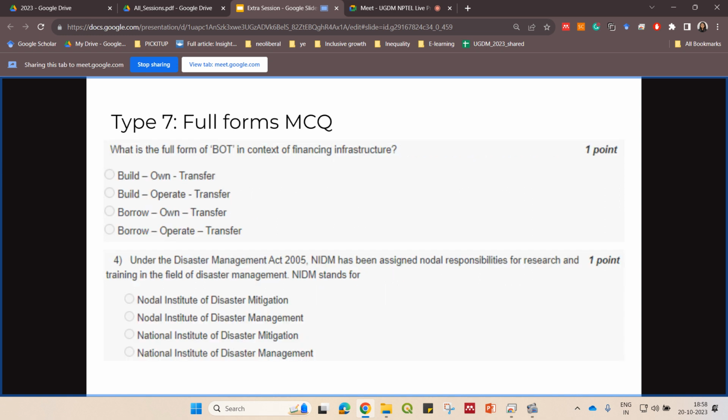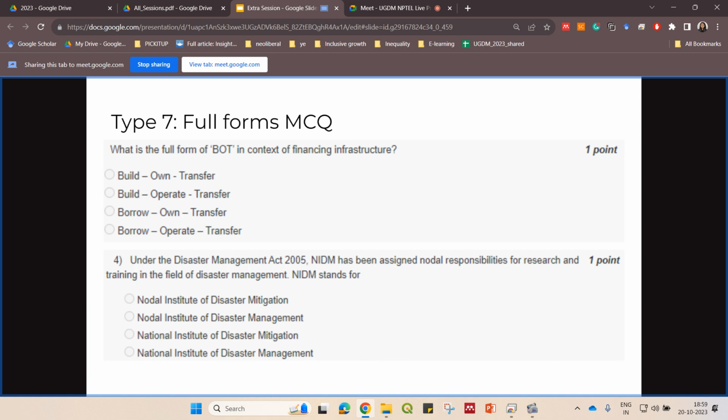Next is type 7, which is not a different type of question. It is very similar to the single option correct type question, but I wanted to bring it up because there are many questions of this type, which is the full form type of question. For example, in question 1 they're asking the full form of BOT, which is build operate transfer, or build own transfer, or borrow own transfer, or borrow operate transfer, which one of these is correct.